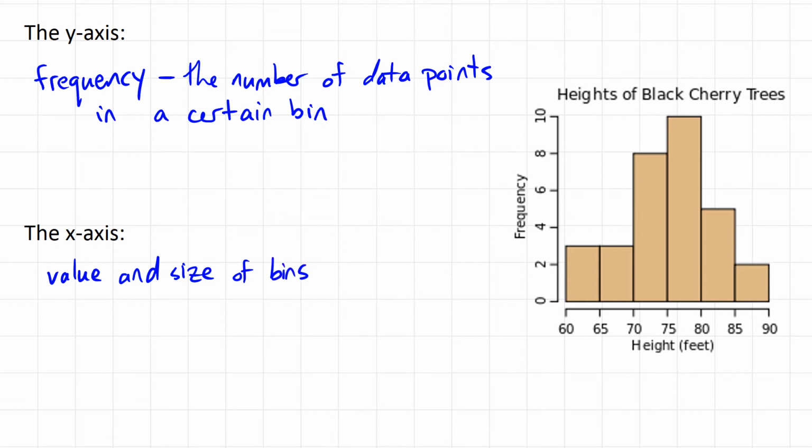So what do I mean by bins? What I'm talking about is that on a histogram, each section of this continuous x-axis is broken up into little sections. And then the number of data points that fit within this section gives us the height of the bar. So for example, we can see that there are three cherry trees that are between 60 and 65 feet tall.